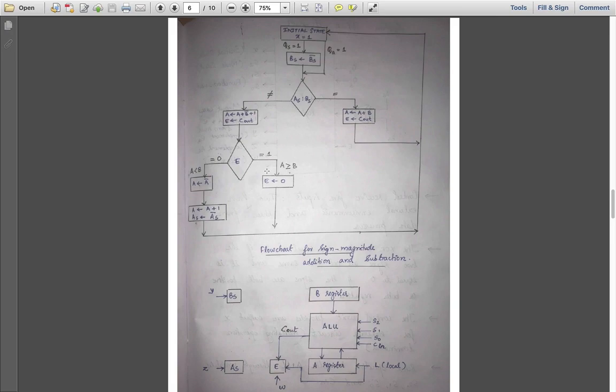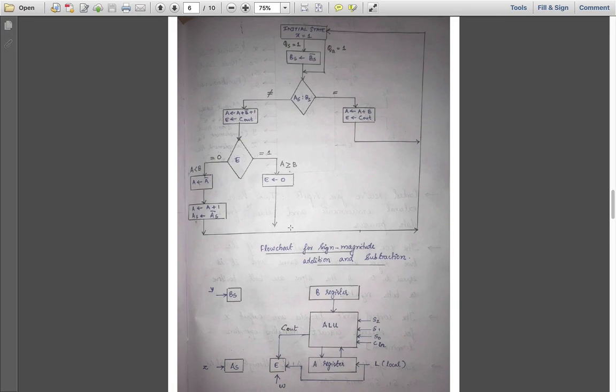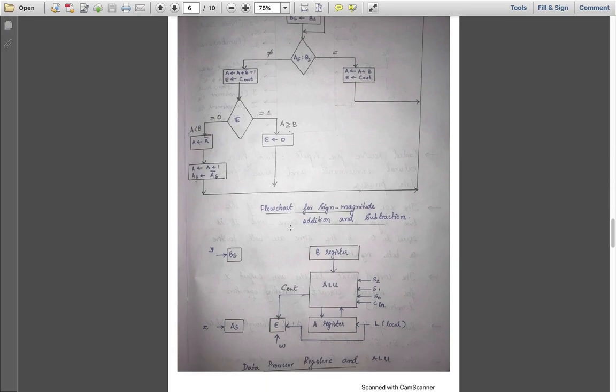Okay, so now we understood that our example flowchart is giving you the correct result. Based on that, we will design the data processor register and ALU. So this is BS and AS for storing the sign bit of B register and A register. Two control lines are being given to AS and BS, that is Y and Z.